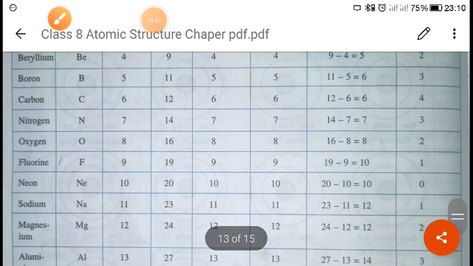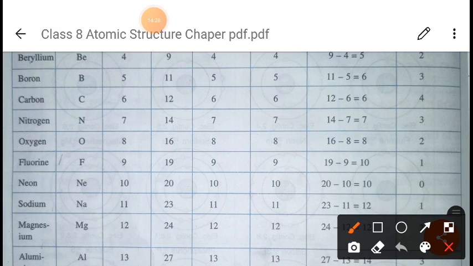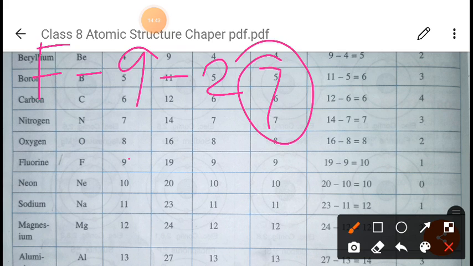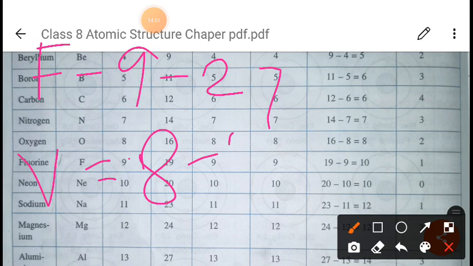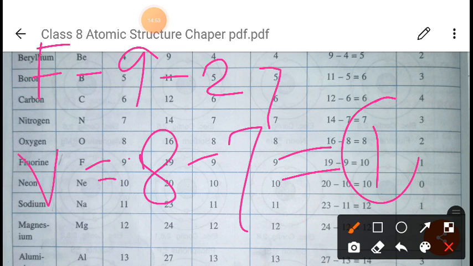Again, let us take the example of fluorine. Fluorine has 9 electrons, and its atomic number is 9. So what will be its electronic configuration? It will be 2 and 7, right? So how many electrons are there in the outermost shell? 7, right? So the valency will be 8 minus 7, which is 1. I hope you have understood this, right?